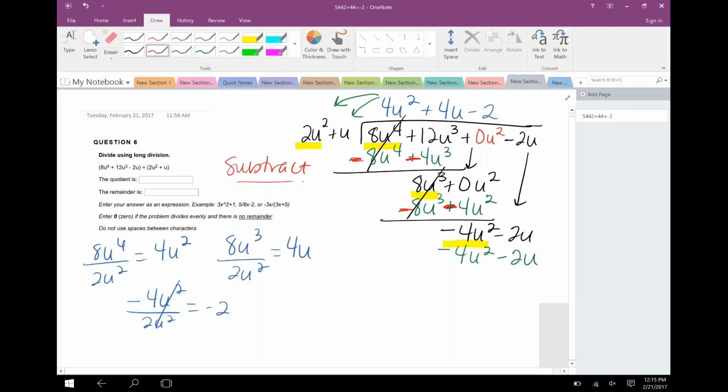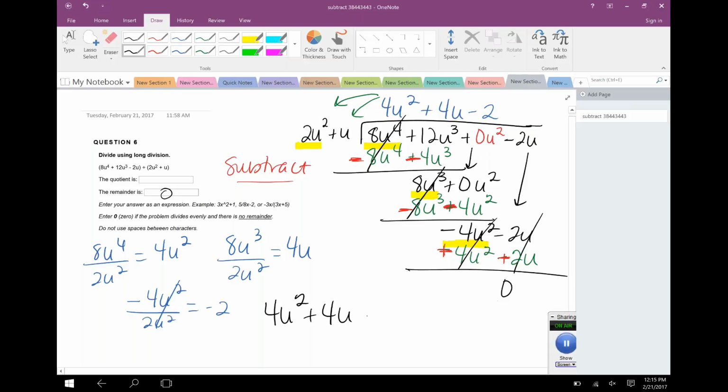Then I'm going to subtract and change all of the signs. And then when I combine vertically, negative 4u squared plus 4u squared cancels. Negative 2u plus 2u cancels. So there's a 0 remainder. So your remainder is 0, it divides evenly. So your quotient is simply 4u squared plus 4u minus 2.